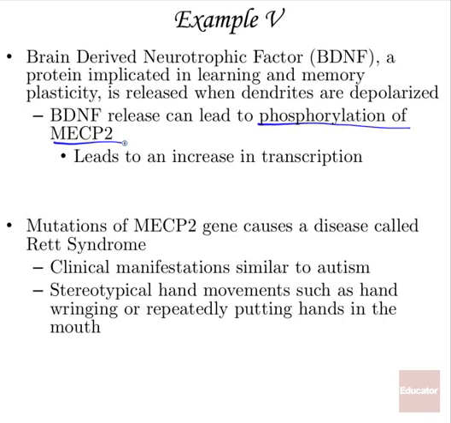Now, on a related note, but different specifically from this BDNF, if you have a mutation in the gene for the MeCP2 protein, which is also the MECP2 gene, this will cause a disease called Rett syndrome. All right, and this is a syndrome that has clinical manifestations very similar to autism, so it will affect the neural function. And in addition to the autism-like symptoms, you have stereotypical hand movements like hand wringing, or repeatedly putting your hands in your mouth. Okay, it's almost unconscious.